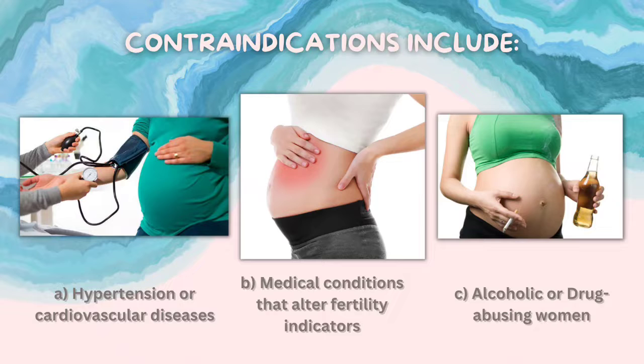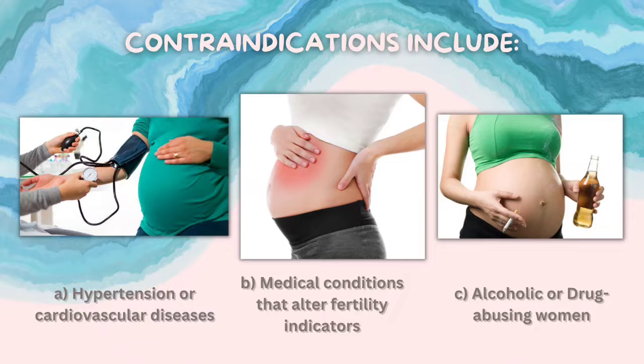And third contraindication, those with medical conditions that alter fertility indicators such as pelvic inflammatory disease or bacterial vaginosis. This could cause increased vaginal discharge until the condition is resolved. If the woman is using the cervical mucus method, her secretions might be inaccurate to use.